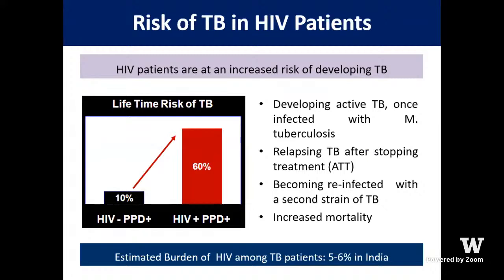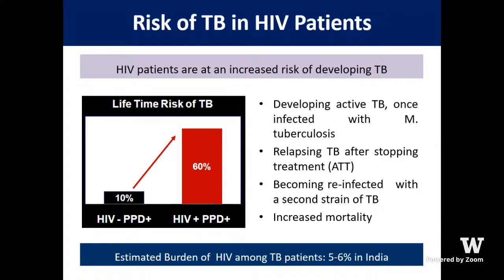So what are the risks of HIV patients developing TB? This is a bit of an older slide, but anyhow, it is a very important slide. We have been discussing this slide for many years, so for nostalgia we have kept it. On the left side, an HIV negative patient with purified protein derivative, PPD or Mantoux, positive has a lifetime risk of 10% of latent TB becoming TB. Whereas in an HIV positive person with PPD positive, there is a 60% lifetime chance of getting TB.